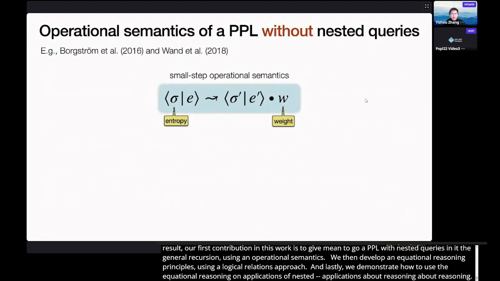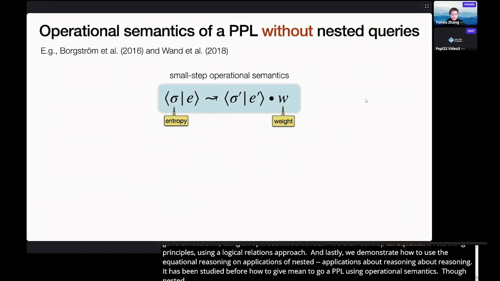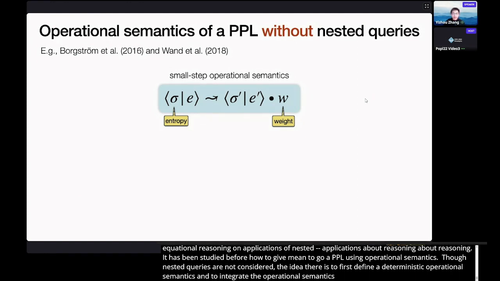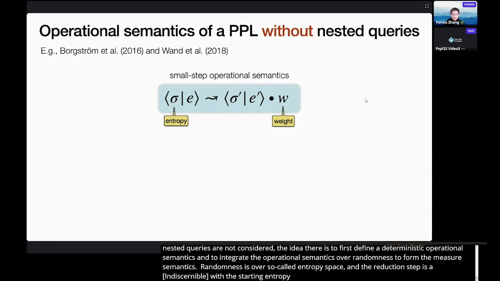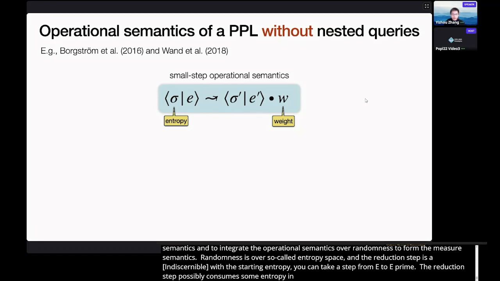It has been studied before how to give meaning to a PPL using operational semantics, though nested queries are not considered. The idea there is to first define a deterministic operational semantics and then integrate the operational semantics over randomness to form the measure semantics. Here, randomness is over a so-called entropy space, and a reduction step is a 5-tuple. With a starting entropy sigma, the evaluation can take a step from E to E prime. The reduction step possibly consumes some entropy in sigma to draw a sample. The leftover entropy is sigma prime.